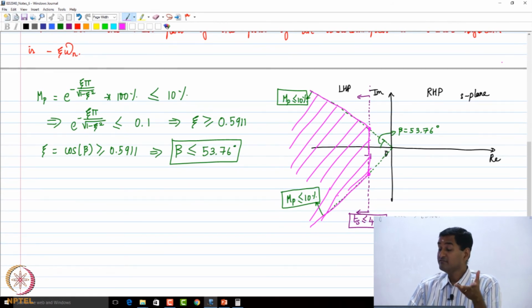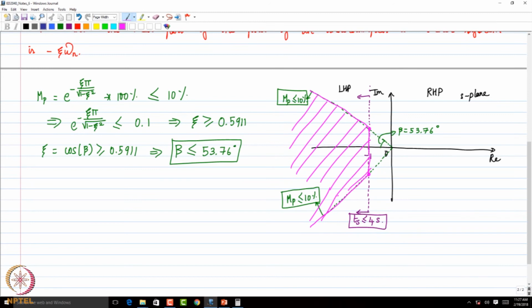And in fact, such an idea can also be used to evaluate what is called relative stability. There are broadly two notions. What we have been looking at is what is called absolute stability. Some people would use the adjective absolute before stability, just to convey that we want all poles to be in the left half complex plane.